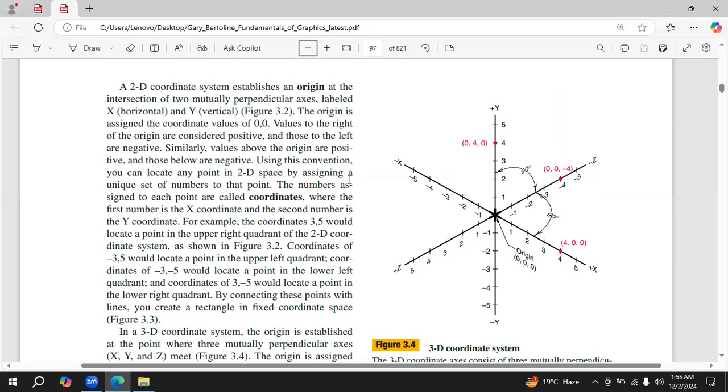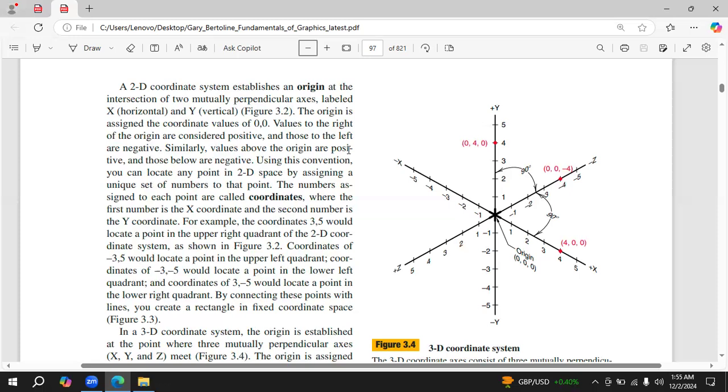So the 2D coordinate system establishes an origin at the intersection of two mutually perpendicular axes. The origin is assigned the coordinate values of 0, comma 0. Values to the right of the origin are considered positive and towards the left will be negative. Similarly, values above the origin are taken as positive, whereas below the origin, these are taken as negative.